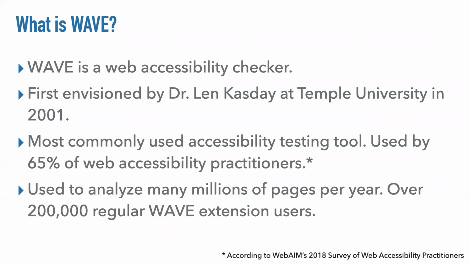WAVE is probably the most commonly used accessibility testing tool. WebAIM conducted a survey of web accessibility practitioners in 2018, and 65% of the respondents indicated that they commonly used WAVE in their accessibility testing. We know that WAVE is used to analyze and check millions of pages per year. There are over 200,000 regular users of the WAVE Chrome and Firefox extensions. We actually don't have exact numbers as to how many pages are checked using the extension. That's entirely private and secure, so we don't have those data. But we are certainly hopeful that WAVE is used a lot to improve the accessibility of the web.